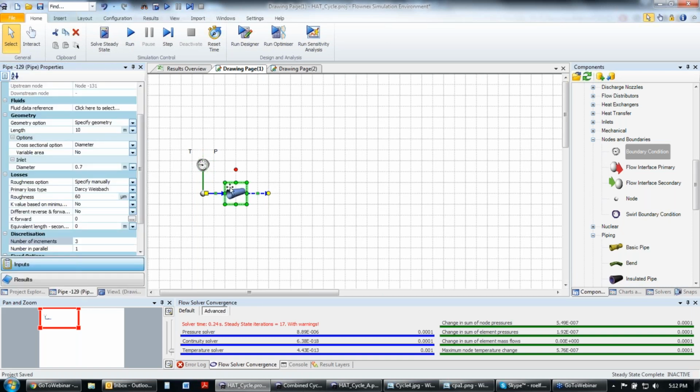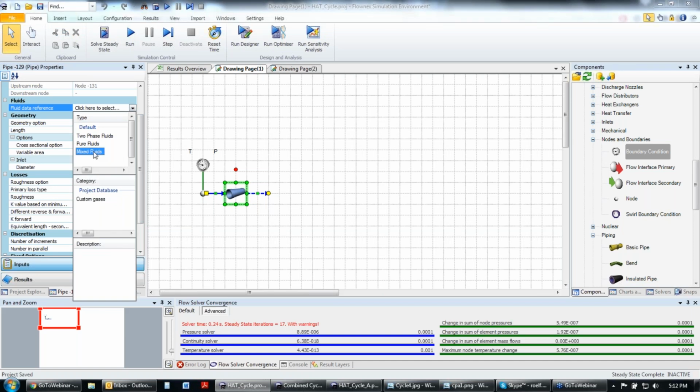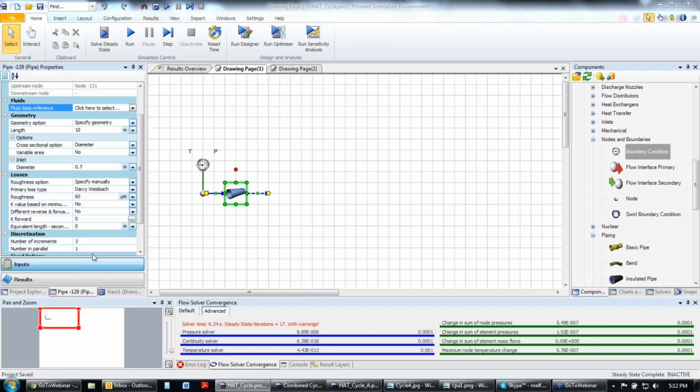Okay, so next up I need to assign a fluid, and I've already created this mixed fluid that I want to use, air combustion. This has a combination of several different gases. I'll get to that in just a moment, so just hold that thought for a bit. Create some space here.